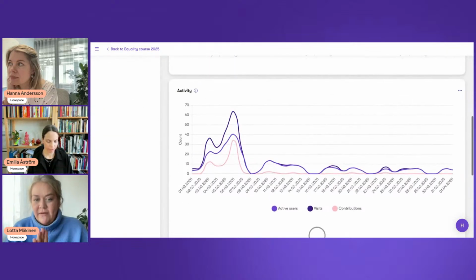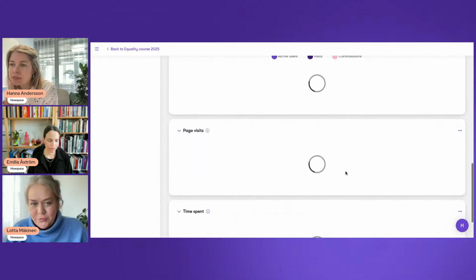But then also we have an activity map. So on a graph, when is the activity highest? And here we can see that as we had our last joint session in this workspace, it has slowed down, but still we see activity. People come in and read the comments, which is super nice.